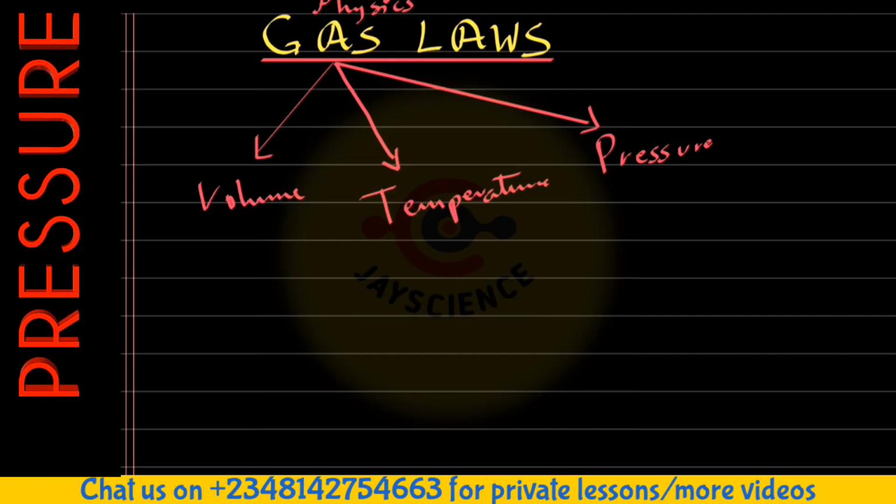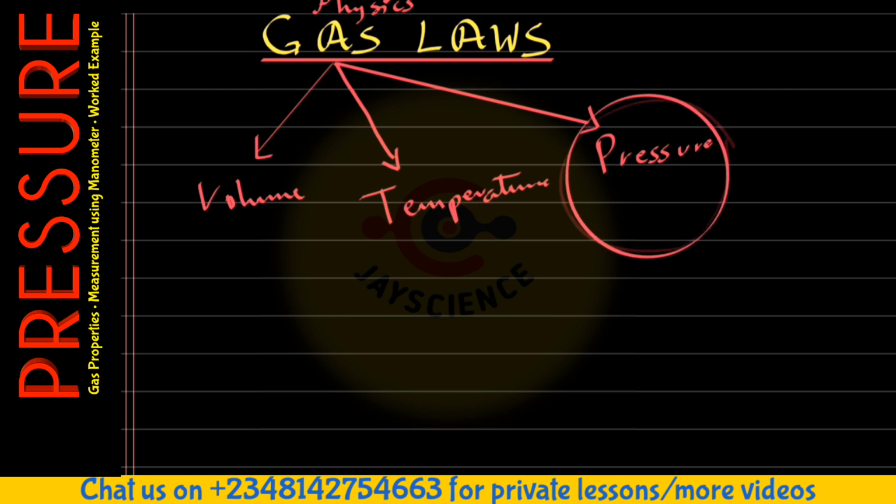There are three basic properties of gases. And when we talk about states of matter, we have solid, liquid, and gas, as you might have seen in some of our other videos. The basic properties of a gas are three, which are volume, temperature, and pressure. You can describe gases using those three basic properties. But of all the three properties, the one we're going to focus on in this part of the video is pressure.